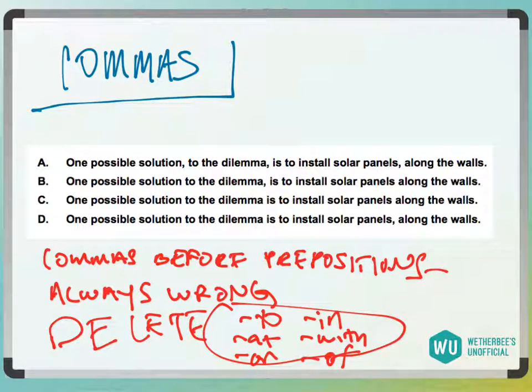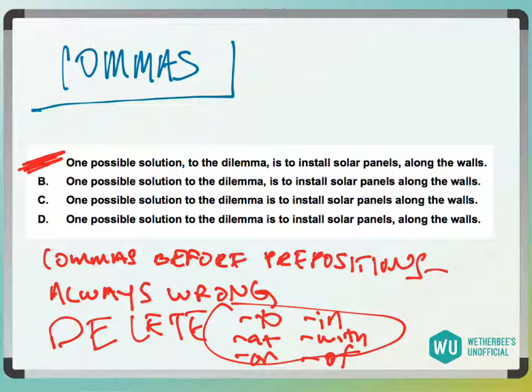So if we look at answer choice A, it's one possible solution, comma, to the dilemma, right? I don't want to put a comma in front of the word to. It's a preposition. It's a possible solution to the dilemma, not a possible solution, comma, to the dilemma, right?